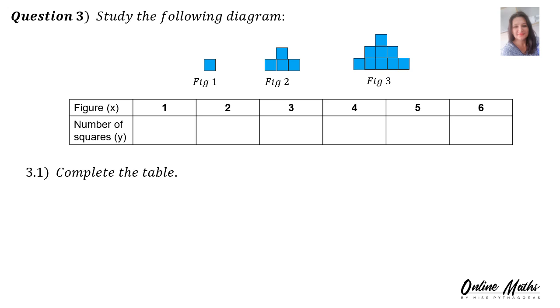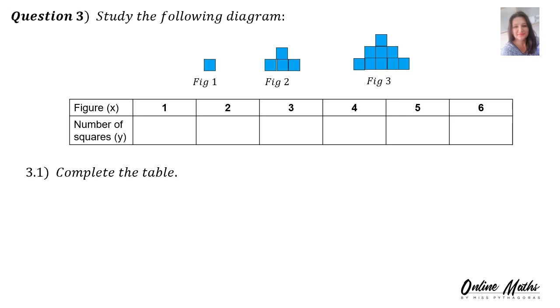Question 3. Study the following diagram. So then you find figure 1, figure 2 and figure 3. And then there's a table. And then the first row, figure, they are the x values. And then the second row, number of squares, the y values. Question 1 says complete the table.